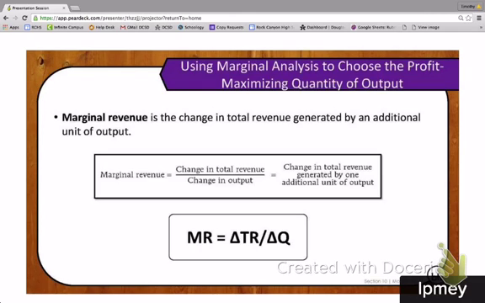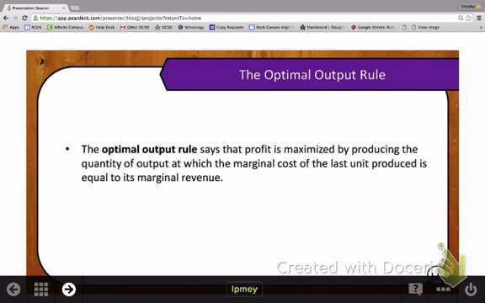So now let's look at this first. There's a rule that we're going to talk about as we look at the lemonade stand, but it's called the optimal output rule. And we'll see that the optimal output rule says that profit is always maximized by producing the quantity of output at which the marginal cost of the last unit produced is equal to the marginal revenue.